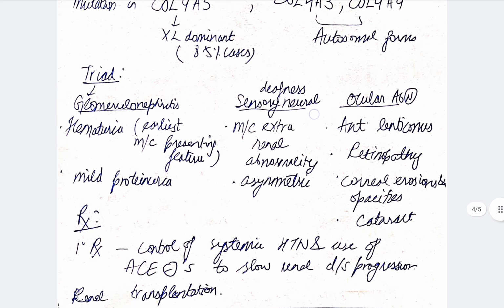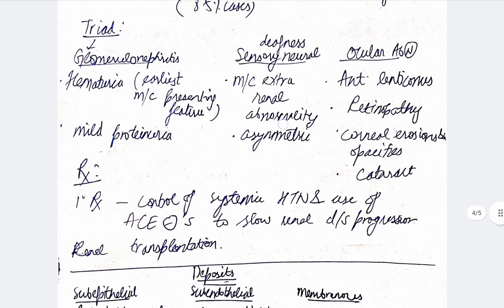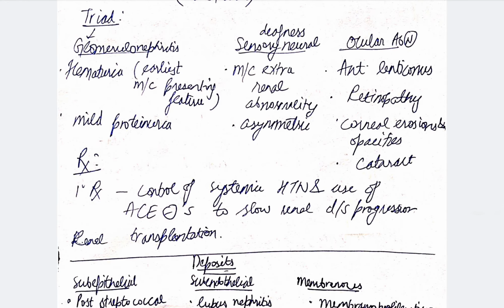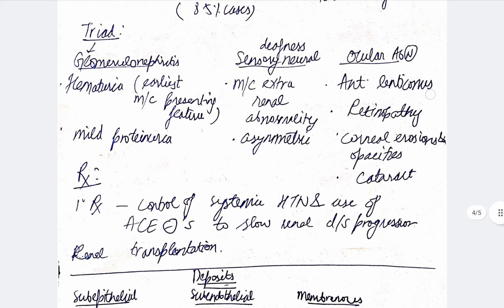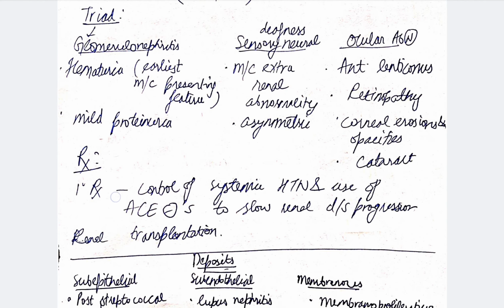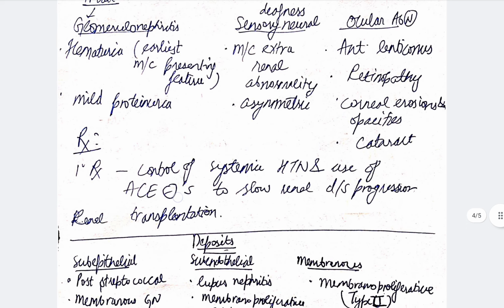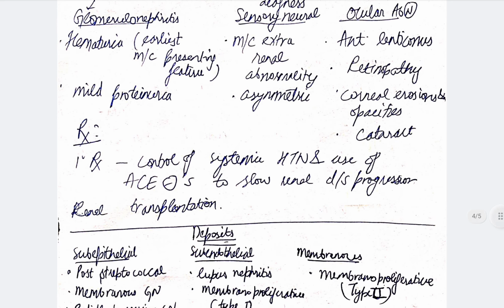Then in deafness, sensorineural hearing loss is the most common extrarenal abnormality, and it is asymmetric. In the ocular abnormalities, related to the retina we have retinopathy. Related to the lens, we have cataract, and to the cornea, anterior lenticonus, and corneal erosion and opacities. The treatment is control of systemic hypertension and use of ACE inhibitors to slow renal disease progression, and ultimately renal transplantation.